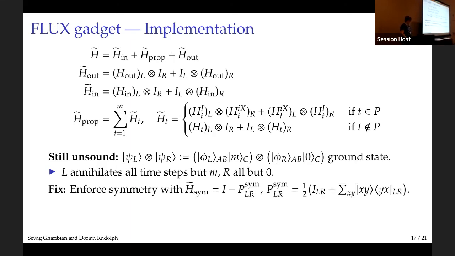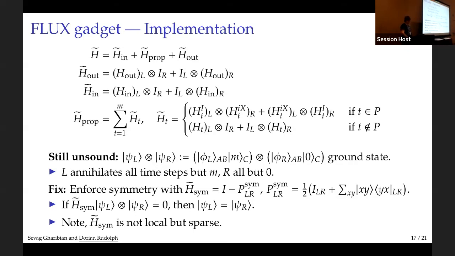And the fix is to enforce symmetry by having this H-sim term, which is I minus the projector into the symmetric subspace. And we know that if H-sim times psi L psi R is equal to 0, then they must be equal. Later we need to adjust the weights suitably. If we make the weight large enough, then we can assume in our proof that they are equal. And we note that H-sim is not local but sparse, so therefore we have to use the separate sparse Hamiltonian problem.